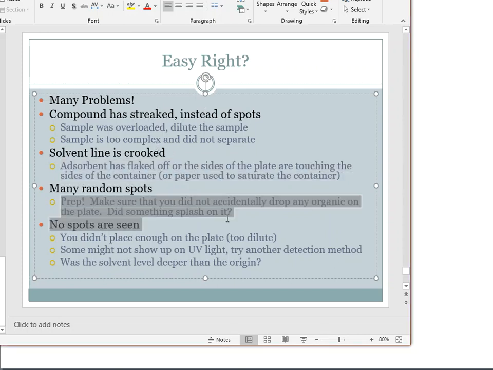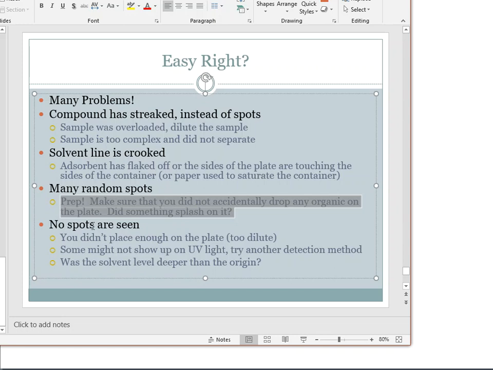Too many random spots. Well, this is your prep technique. So did you prep your TLC plates the right way? Yes or no? And if you were very sloppy with your prep technique, then you will see drips and splatters of your sample all over the TLC plate. And you don't want that to happen. So because of that reason, I tend to tell people to make sure that they go up from the bottom to spot the plate. Never take your capillary tube, or if you're using a micropipette, to basically go over top of the plate and down and then spot the sample. Go up from the bottom.